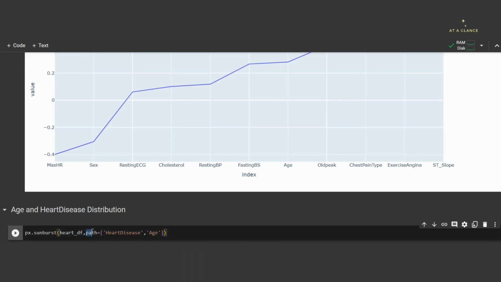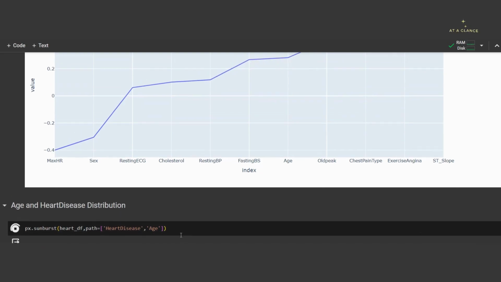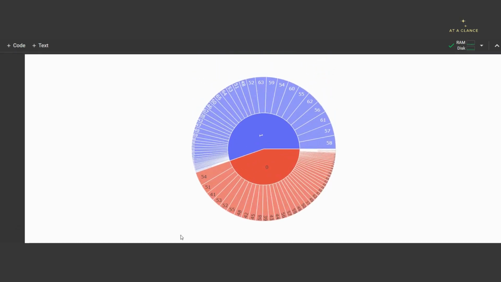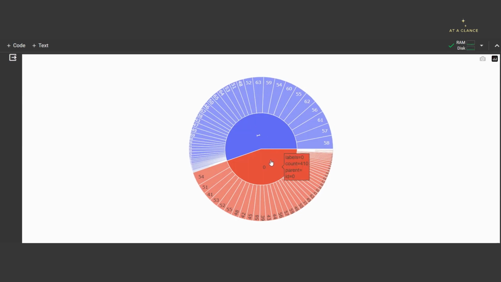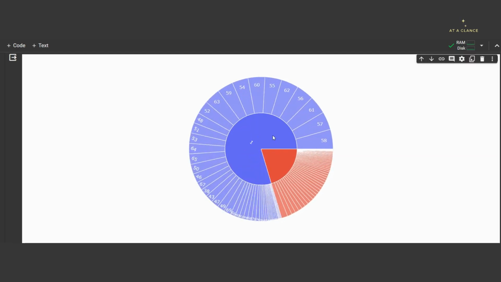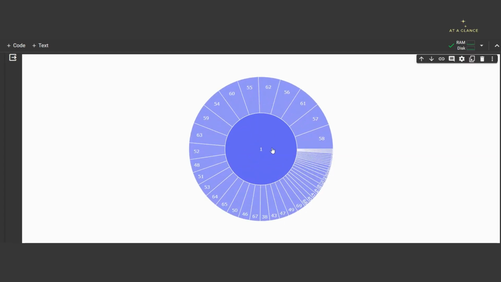So inside the path variable, we need to give it in the form of list. So we want the heart disease and each column relation. So let's print it. So here you can see how we are getting this particular plot. You can see we have these two labels. One means there is a presence of heart disease, and zero means the heart disease is not present. So if we specifically click this one, that means the heart disease is present.